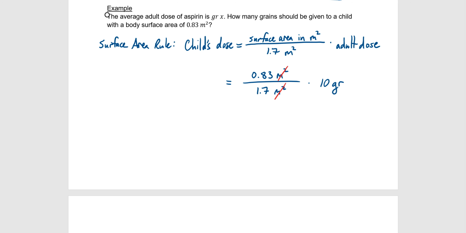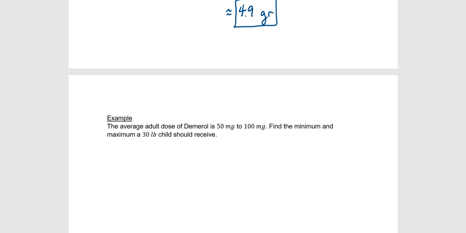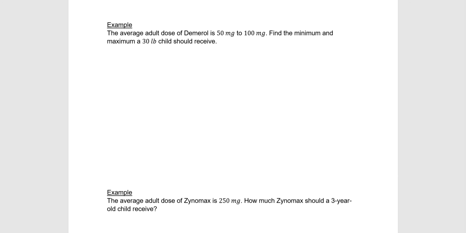When we're multiplying this, we're going to end up getting 4.8823529. It's a long decimal. We have to round it to the nearest tenth, so we get 4.9 grains. Let's do 2 more examples of this.